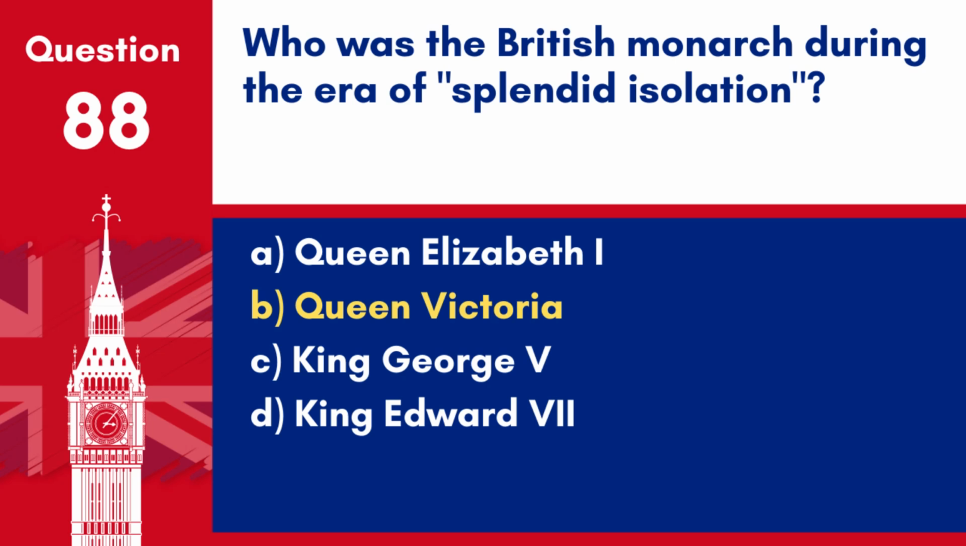Queen Victoria. The term splendid isolation refers to the late 19th century British foreign policy stance under Queen Victoria, characterized by a deliberate avoidance of major alliances.